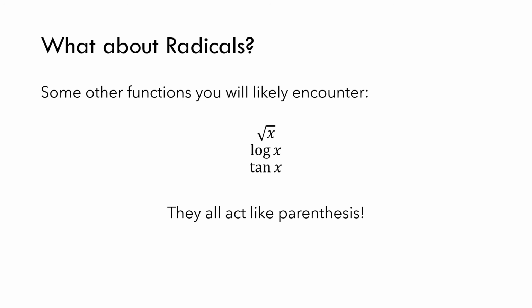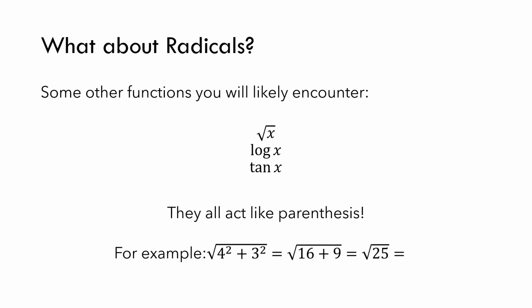First, work out what's inside the function, which is also known as its argument, then apply the function to find the value it represents, and continue following the order of operations from there. Here's an example. Start with the exponents under the radicals, then add, and finally apply the radical itself.